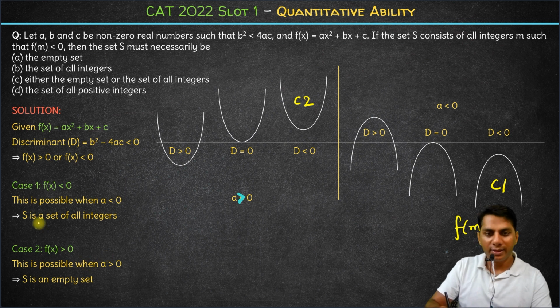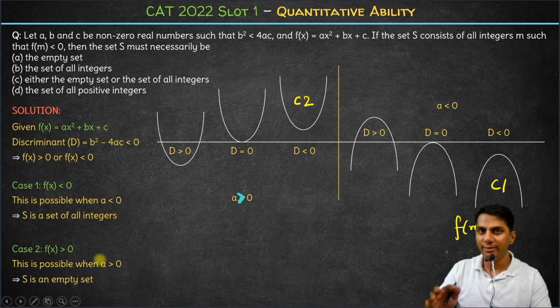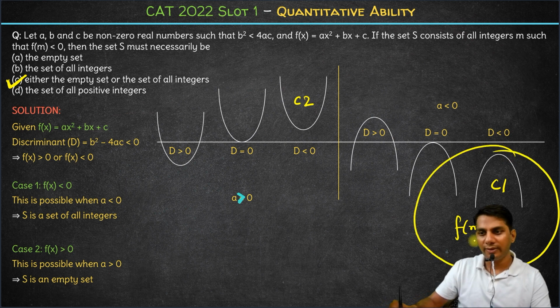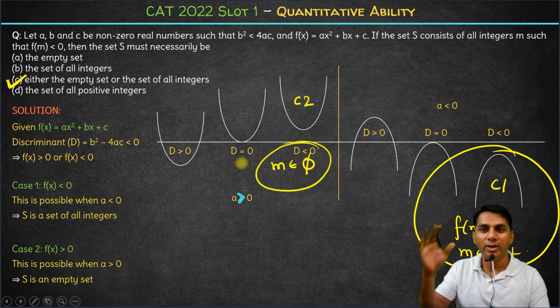So either S will consist of all integers or S will be an empty set. These are the two possibilities for S. Hence the correct answer here is option C: either the set S is the empty set, or the set S consists of all the integers. In one case, m can take any integral value, and in the other, S is an empty set, as there is no value of m for which the function is less than 0. So option C is the right answer here.